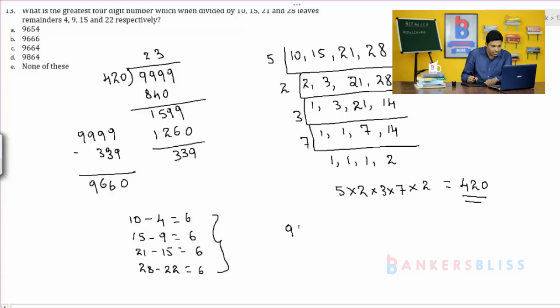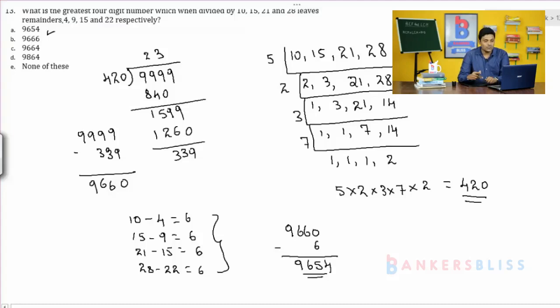So the number will be 9660 minus 6. So it will be 9654. So the number will be 9654. Option A is the right answer, 9654.